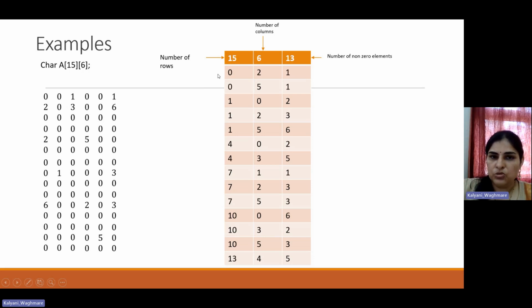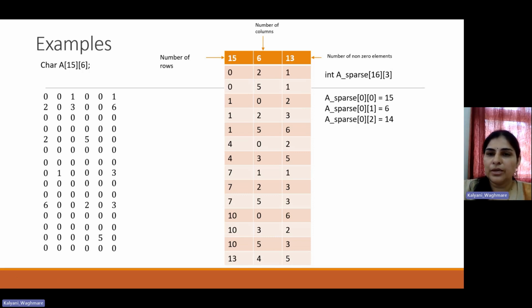Now starting from the first row to the 14th row, I'm going to store every entry in my matrix which is a non-zero entry. So here we can say at the 0th row, second column, 1 is present. So at the first row, it is storing 0th row, second column, 1. Then 0th row, fifth column, 1 is present. Similarly, at 1st row, 0th column, 2 is present. Like that, one by one, it is storing the entries I have in every row.